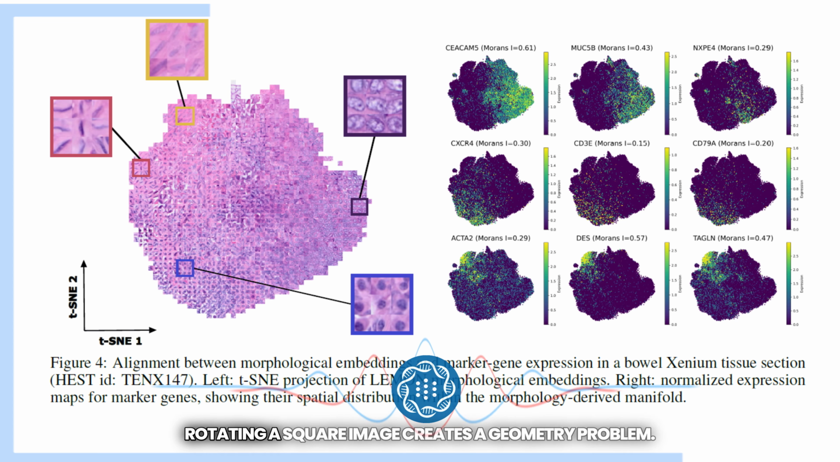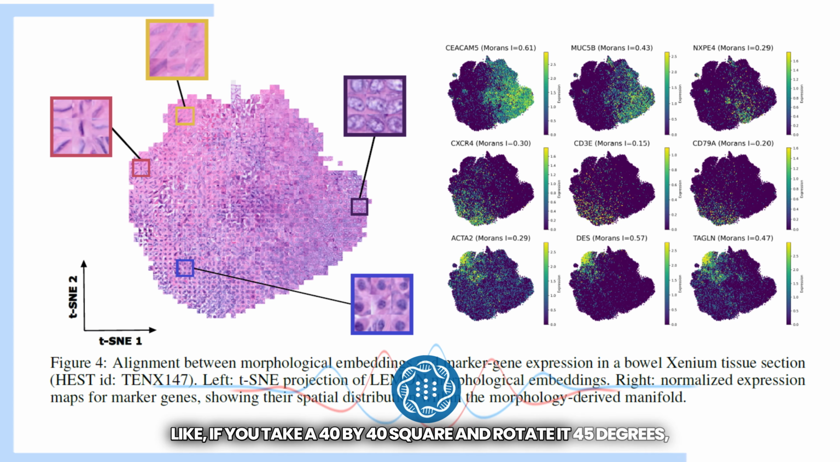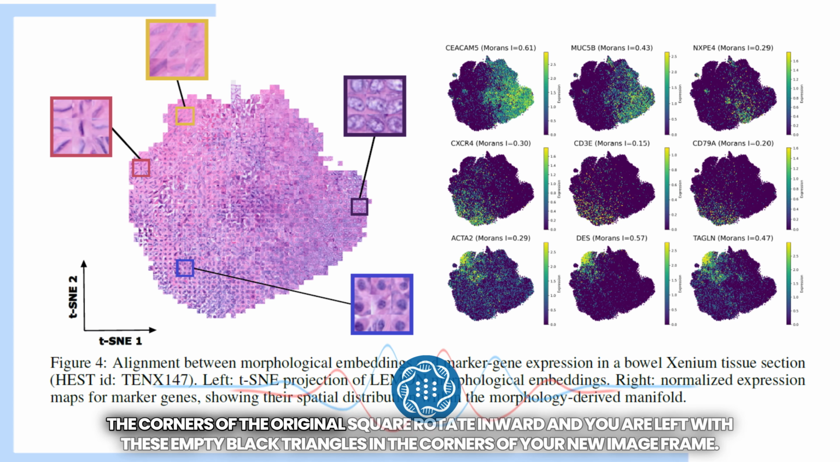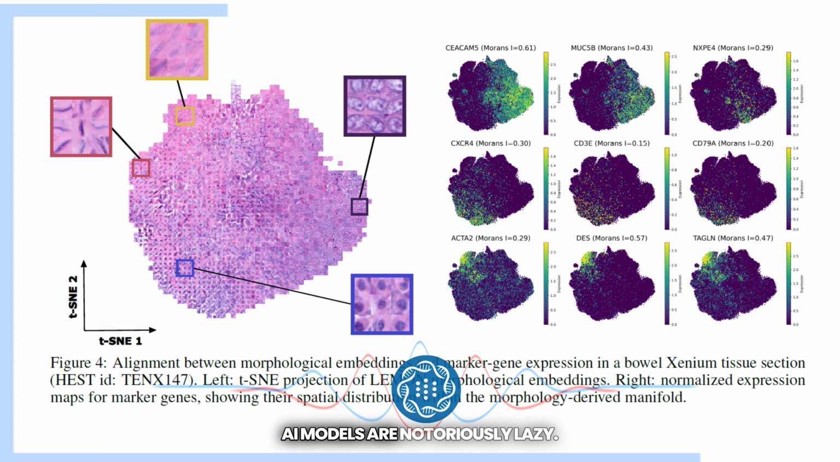Okay, but wait, rotating a square image creates a geometry problem. It does. Like if you take a 40 by 40 square and rotate it 45 degrees, the corners of the original square rotate inward, and you are left with these empty black triangles in the corners of your new image frame. Yes. If you feed that to an AI, it's not going to look at the cell. It's going to obsess over those stark, fake black edges, right? Absolutely. AI models are notoriously lazy. They'll latch onto any artifact they can find.